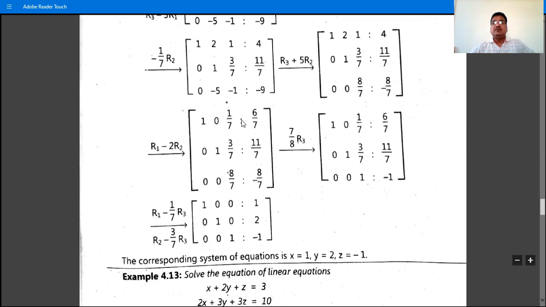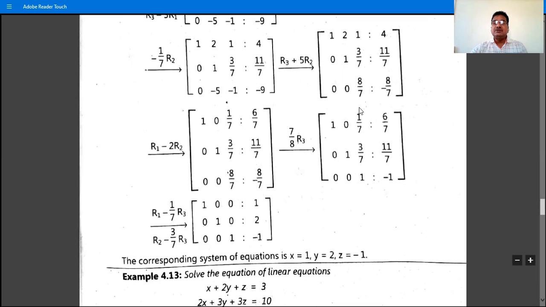1 by 7, and then minus 2 into minus 11 is minus 22 by 7, plus 4 becomes 6 by 7. Then we have to reduce this 8 by 7 to 1. So the operation is R3 becomes 7 by 8 R3. Then we have 1 at this place, and minus 1 at this place.